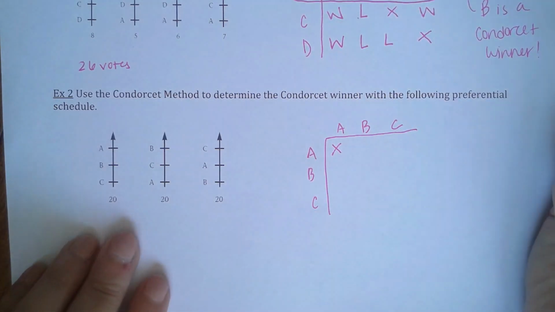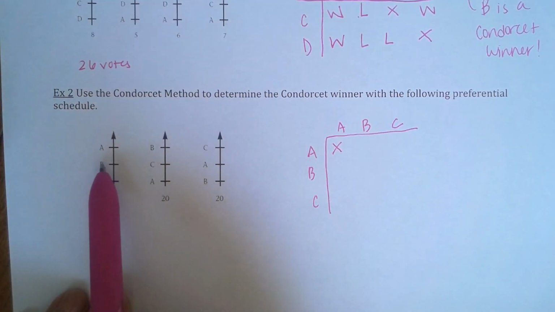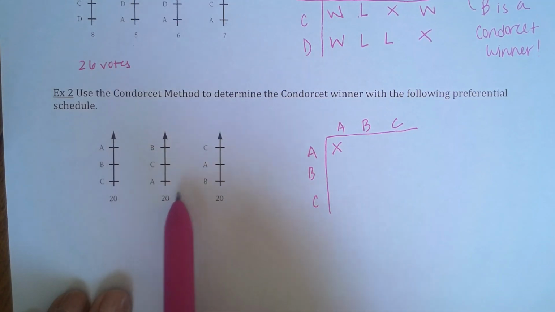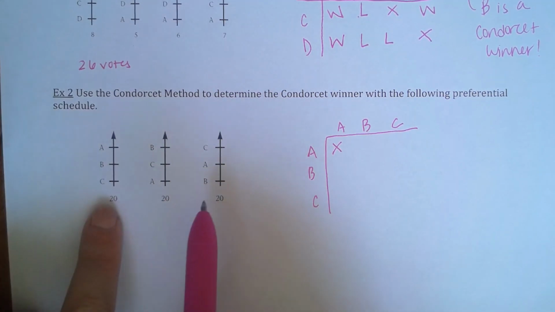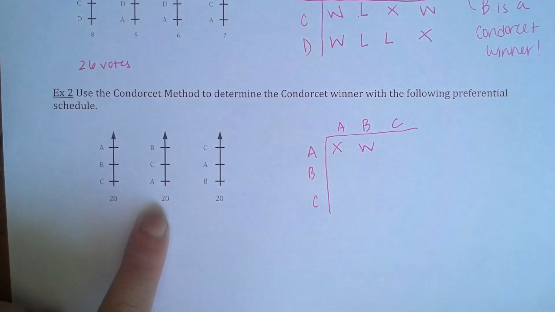So A versus B can't happen. A versus A can't happen. So if I look at A versus B, A is above B 20 times, and then B is above A 20 times, and A is above B another 20. So it ends up being 40 to 20, which means that A ends up winning that head-to-head comparison.